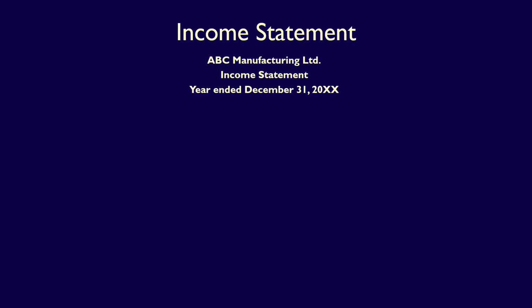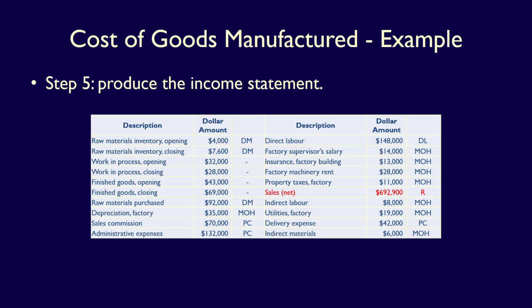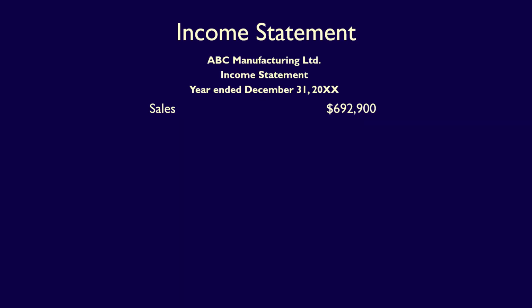We'll start with the name of the company, ABC Manufacturing Limited, name of the statement, income statement, and the date, year ended December 31st, 2000XX. Notice again that this date is the same date we saw on the cost of goods manufactured statement and the cost of goods sold statement. The first item on the income statement is always sales or sales revenue, which we take from our listing, $692,900, and transfer into the income statement, $692,900.